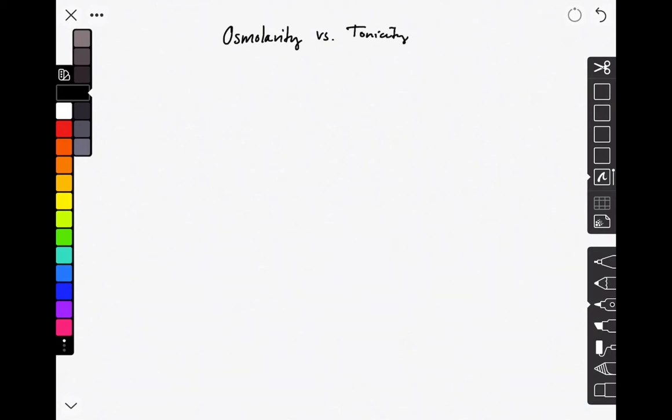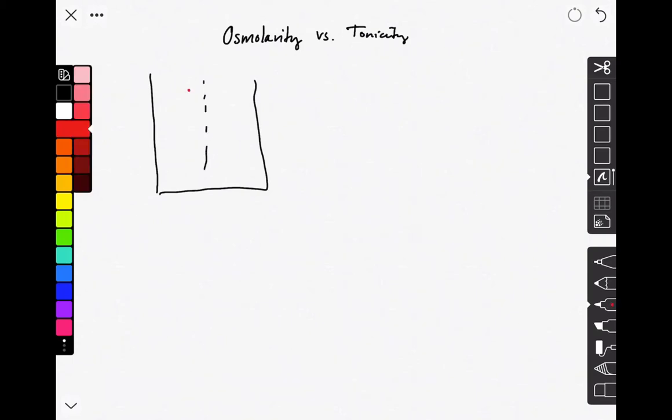In order to discuss these topics, what we first need to do is talk about diffusion. And it turns out if we look at a molecule that is permeable to the cell membrane, it will move from its high concentration to its low concentration. And this happens without any input of extra energy.